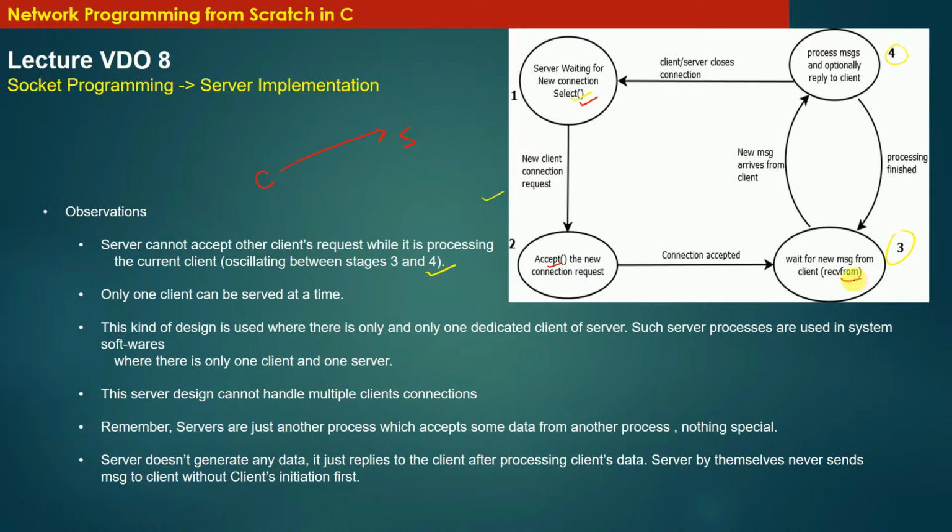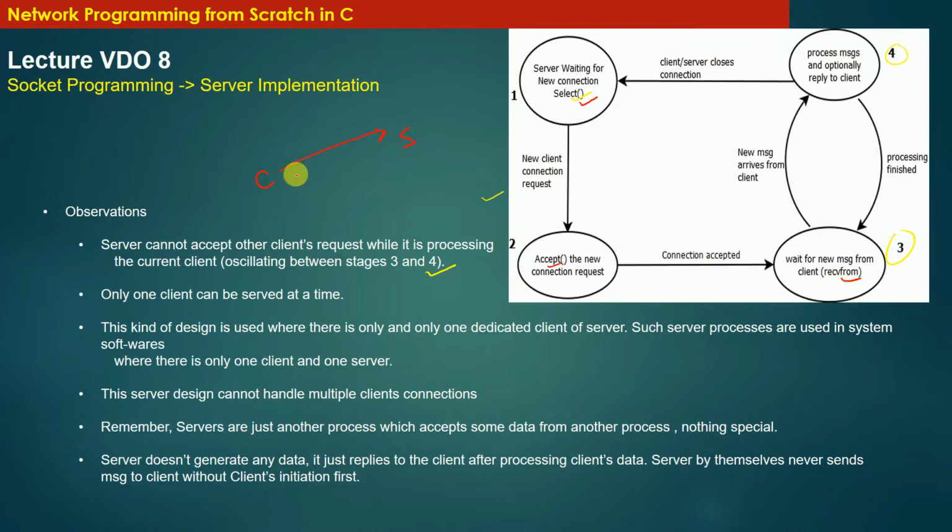So, in the stage 3, the server is in a waiting state. The server cannot do useful work in state 3 other than waiting for the new data from the client. So this is the drawback of this design. That is, this design is meant only for a single client and single server. So in the scenario where there is only one client and only one server, this design is useful.